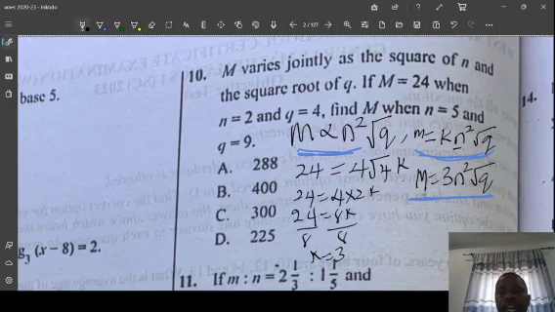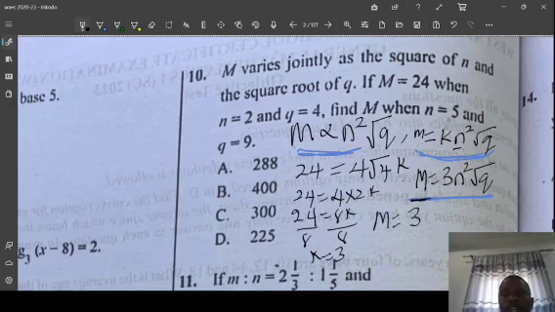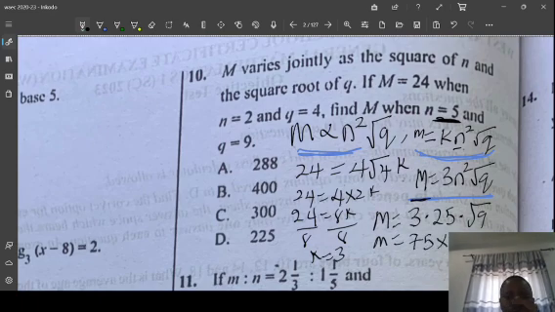We are looking for m, all right, when n is 5 and q is 9. So m will be equal to 3 times n squared. They gave us n as 5. So that's 5 squared, which is 25. So 3 times 25 times square root of q, that is square root of 9. So m is equal to 3 times 25 is 75, times the square root of 9, which is 3. All right, so m is 75 times 3, which is 225. Option D is correct.